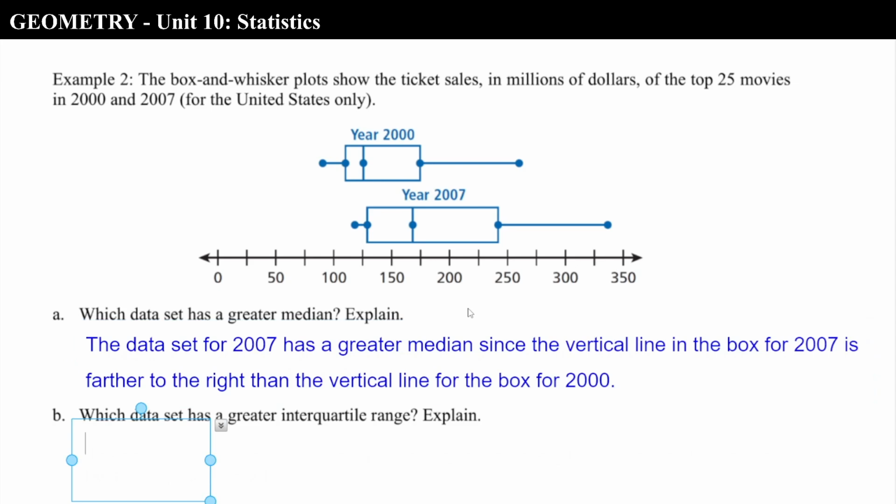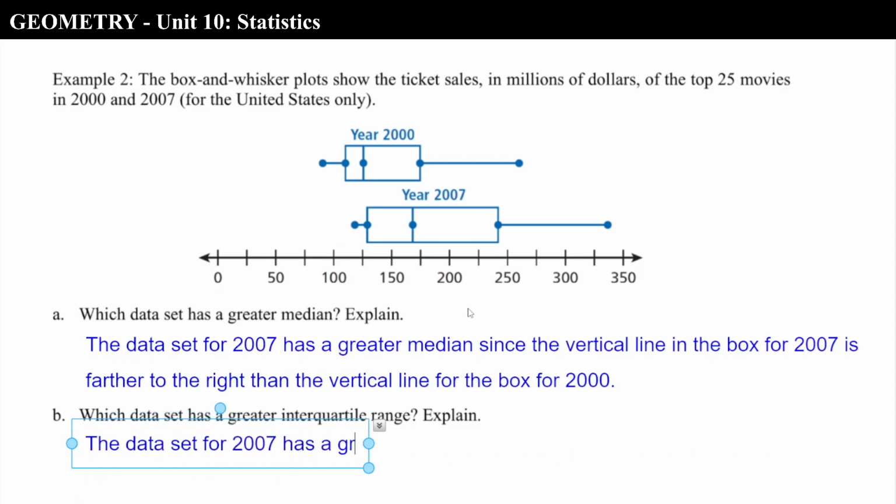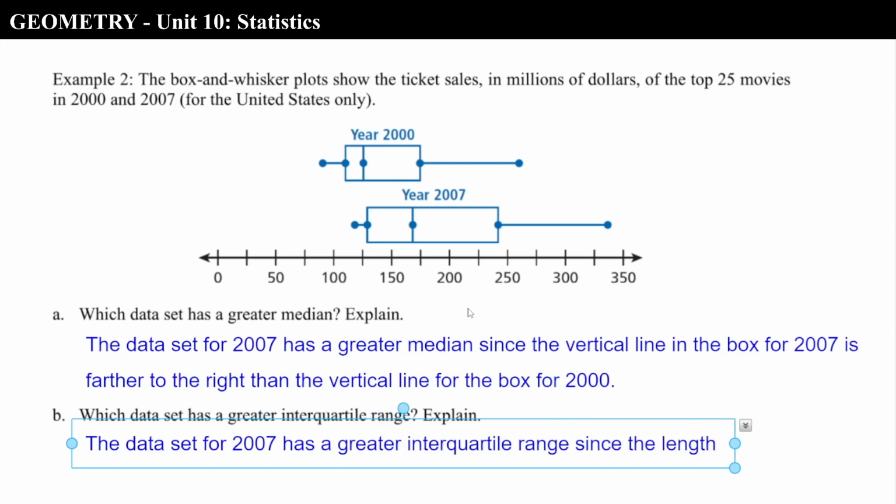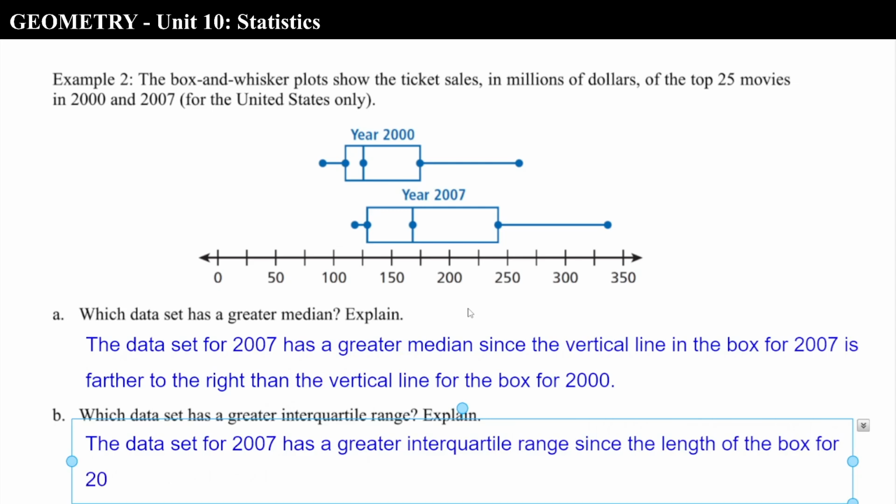Which data set has the greater interquartile range? Well, that again would be 2007. The data set for 2007 has a greater interquartile range since the length of the box for 2007 is greater than the length of the box for 2000.